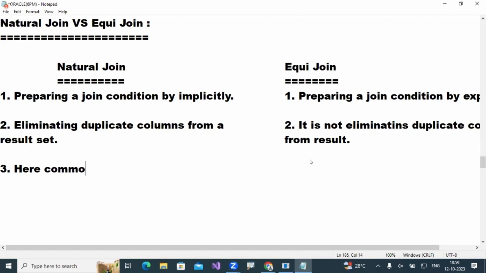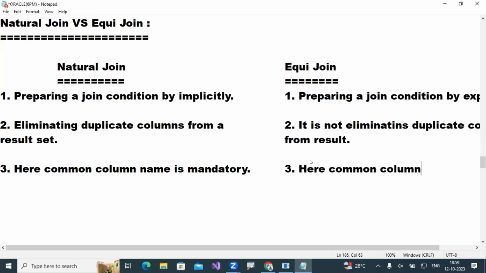Third point. Here, the common column name is mandatory. Your common column name is mandatory. Here, the common column name is optional.